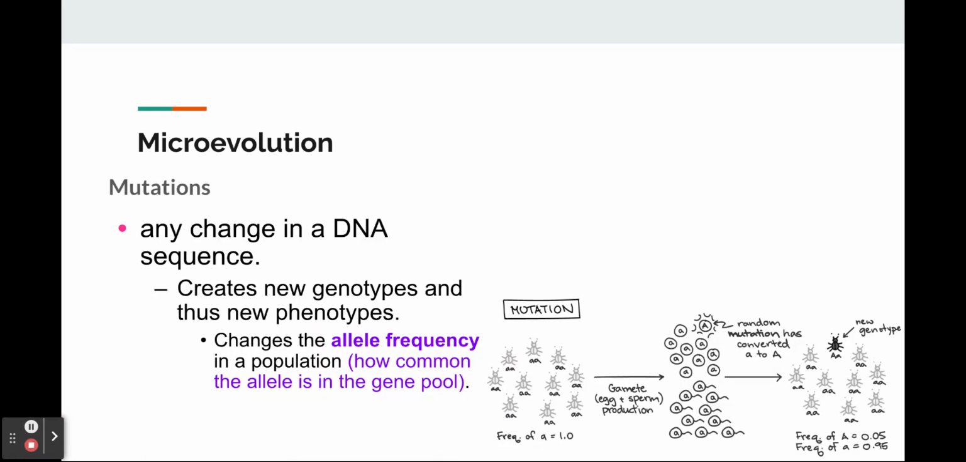Mutations are any change in DNA that cause a new genotype. So simple, we have a random mutation in one of our sperm or eggs, and then there's a new genotype with a new phenotype that gives us our black beetles.